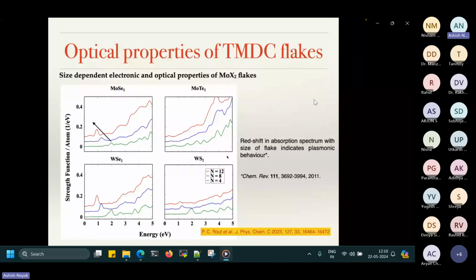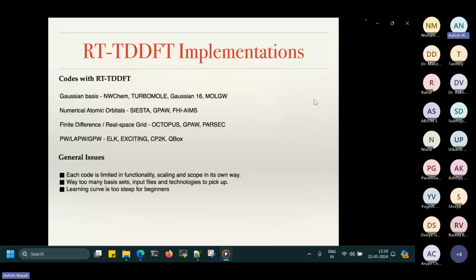All right. So let me just summarize the codes that are available with real-time TDDFT. This is not an exhaustive look; it turns out this is an evolving list. Some typical Gaussian basis codes are NWChem, Turbomole, and Gaussian. I don't know if Gaussian, maybe Gaussian 16, has it. And then MolGW. These codes now have real-time TDDFT implemented.